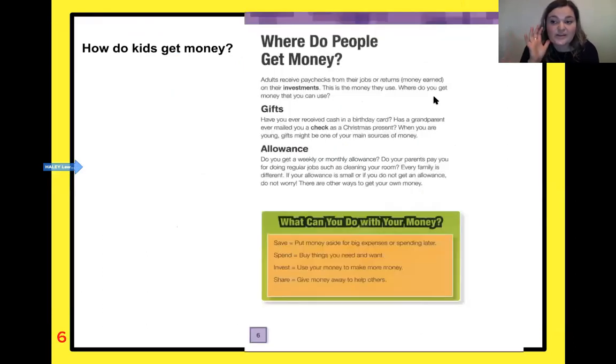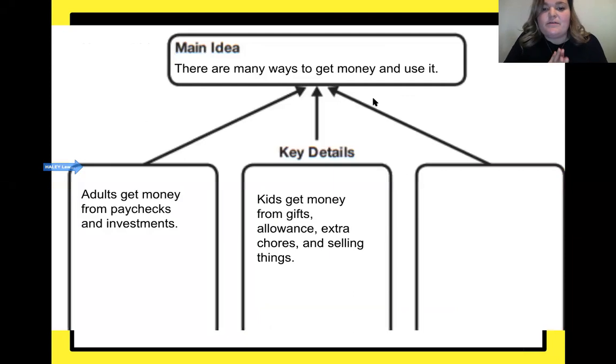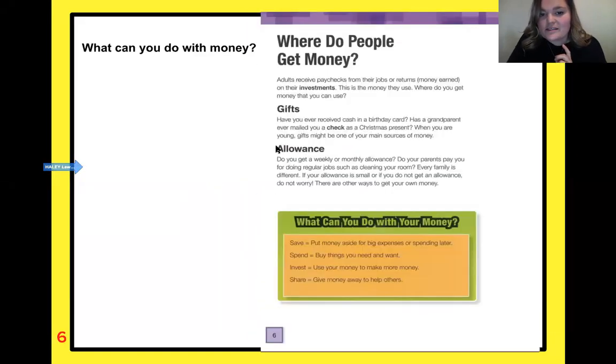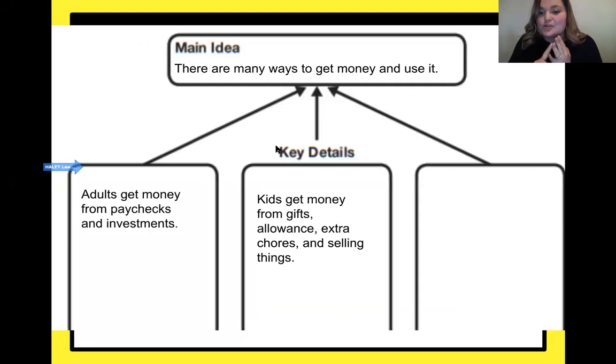So how do kids get money? I'm going to give you a few seconds, see if you can figure out some ways that kids can get money. So hopefully you figured out that there are a few different ways that kids can make money. You can get them from gifts, and if you really focus, they're all on these headings. Gifts, allowance, what were the other ones? Gifts, allowance, extra chores, and selling things.